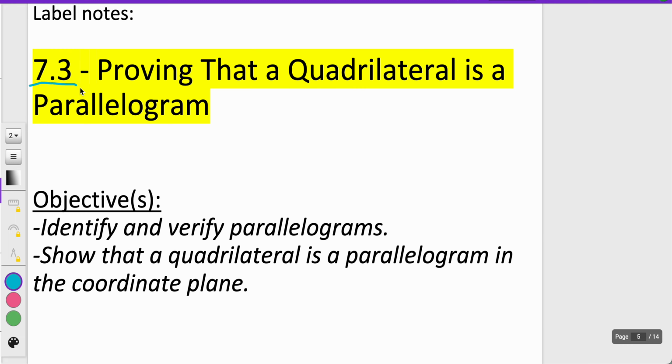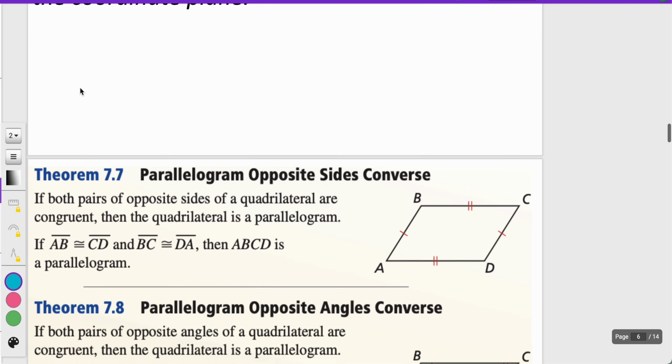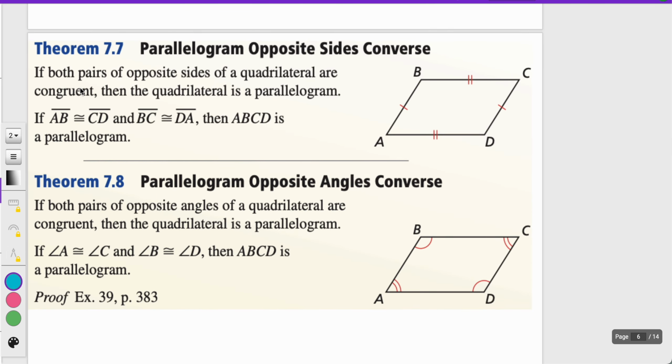We're going to be able to identify and then verify all the parallelograms and then show a quadrilateral is a parallelogram using the coordinate plane. First we want to focus on is from our theorem sheet for chapter 7. We're looking at parallelogram, opposite sides converse, and then opposite angles converse.